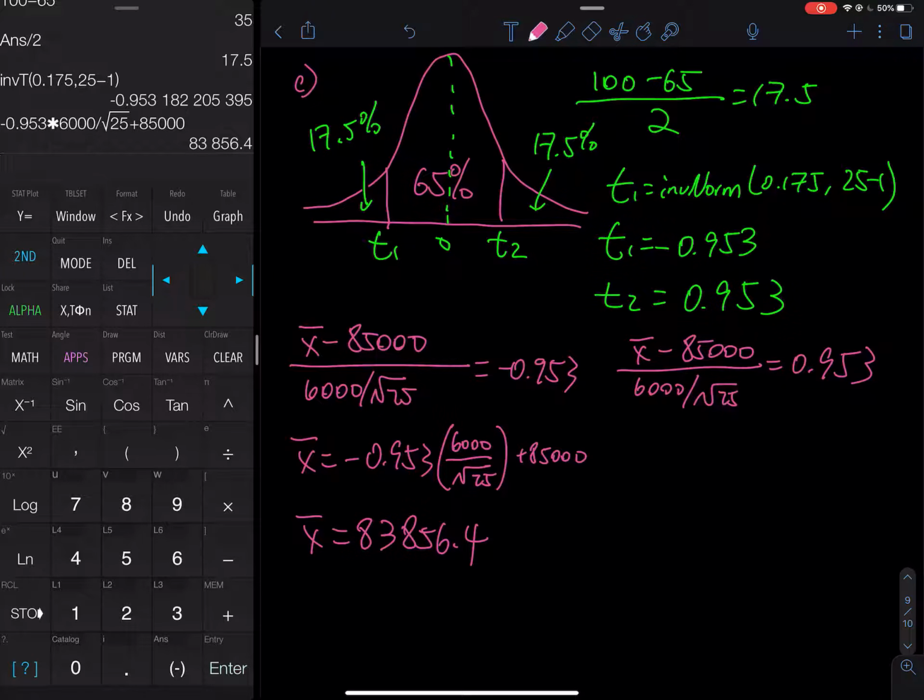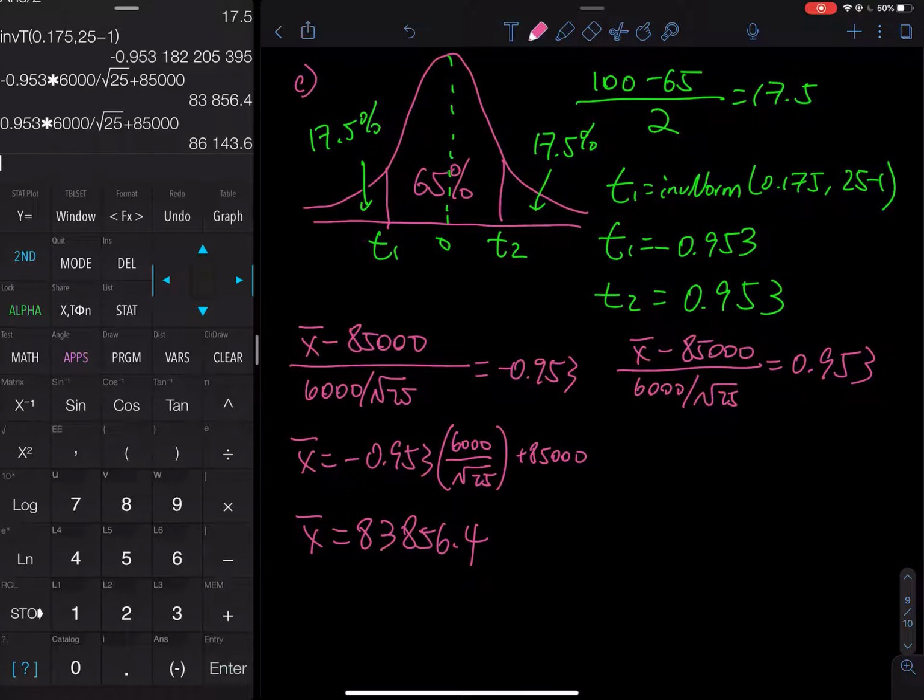You go to second and then you hit enter. Do you see that there is an entry right above enter? When you do second enter, the previous entry pops up, and then you can move the cursor to the left. Now on your calculator, the negative sign is flashing. Just hit DEL, so the negative sign is deleted, and then you hit enter. So the other x bar is 86,143.6. What does that mean? That means if your income is between these two numbers, then you are in the middle 65% of pay.